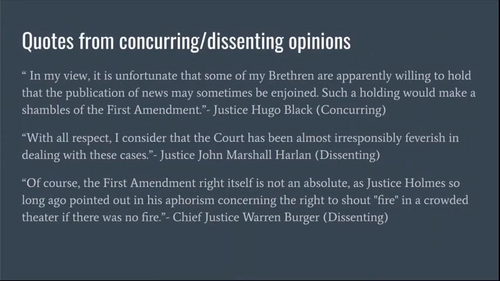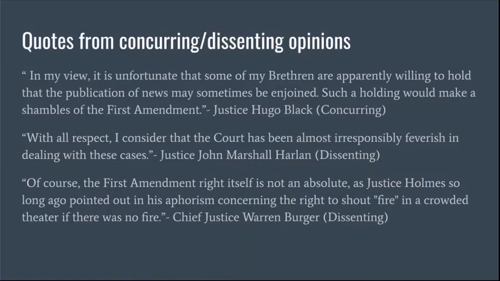So these are just some quotes from the concurring and dissenting opinions that I found. Let's see, I'm reading the Justice John Marshall one. With all respect, I consider that the court has been almost irresponsibly feverish in dealing with these cases. Also, the main reason for the dissenting side was that the case had been brought to the Supreme Court and was decided on way too fast for them.